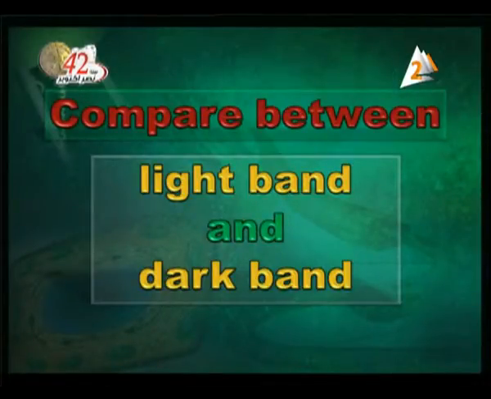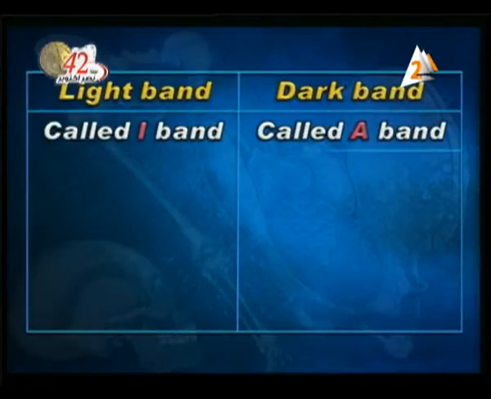Compare between light band and dark band. Light band, yes, it's called I band, while dark band is called A band.